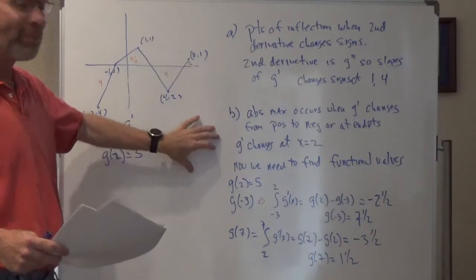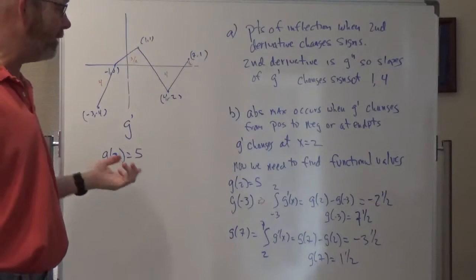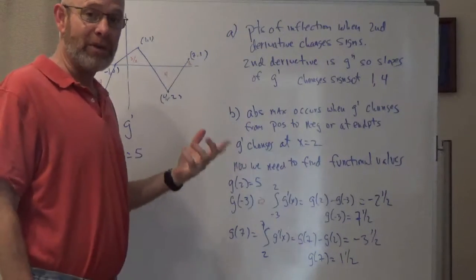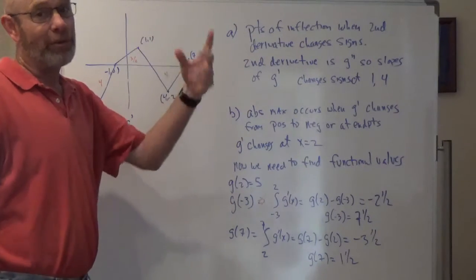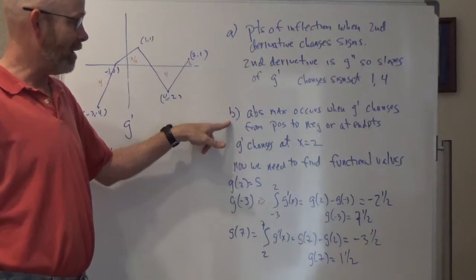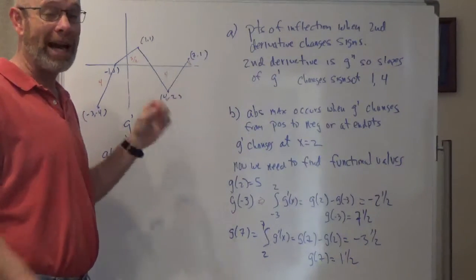Question 2 says, find the absolute maximum of the function. A lot of work here, a pretty hard problem actually. The maximum value is going to occur when the derivative is equal to 0 and changing from positive to negative. So you notice I said here, absolute maximum occurs when the first derivative changes from positive to negative, but it also might happen at the endpoints.